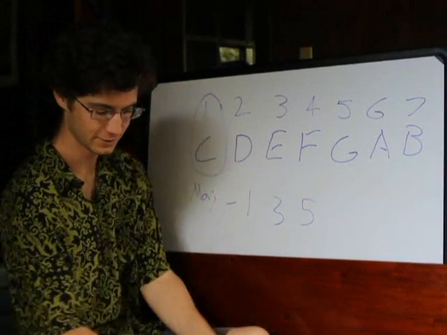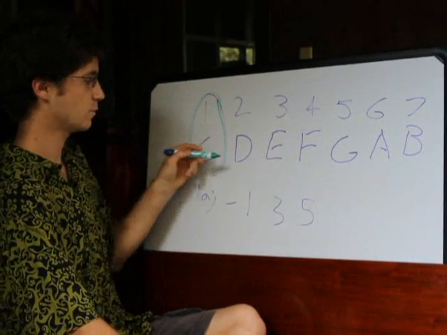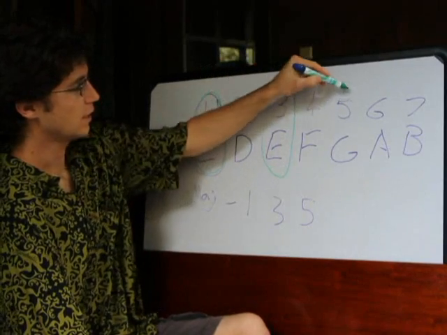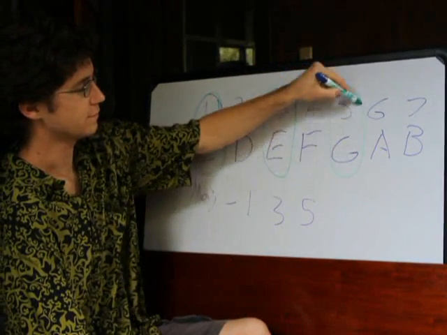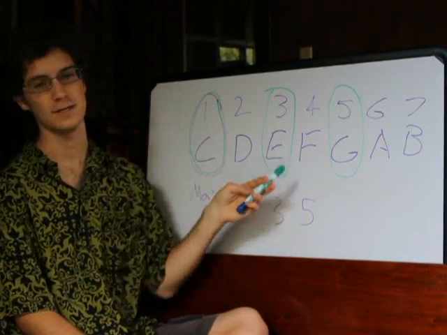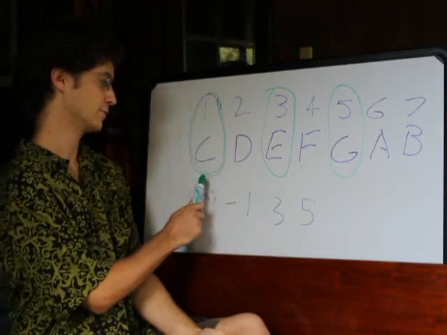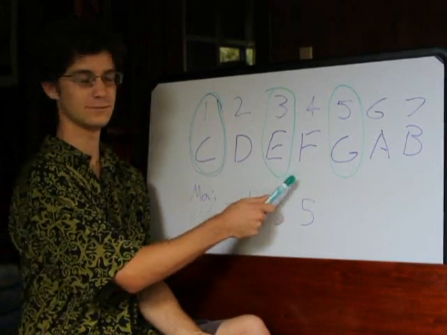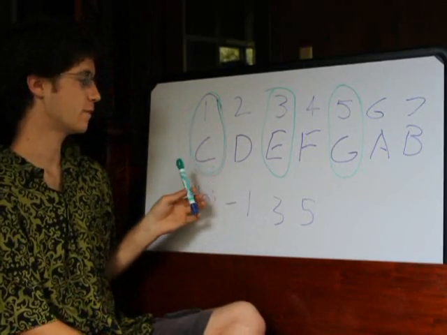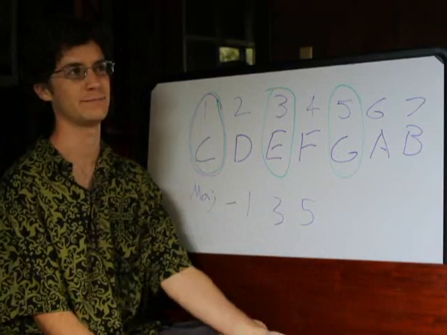I'll do that in a different color. C is 1, E is 3, and then G is the 5th. So now we end up with C, E, and G. Those are the notes in a C major chord because we started on the root here. You always start from the 1 of whatever name you want to name your chord after.